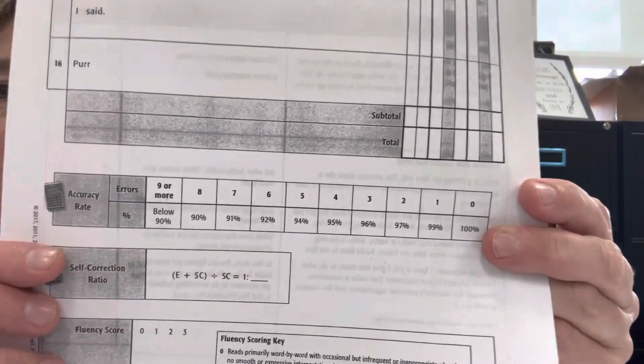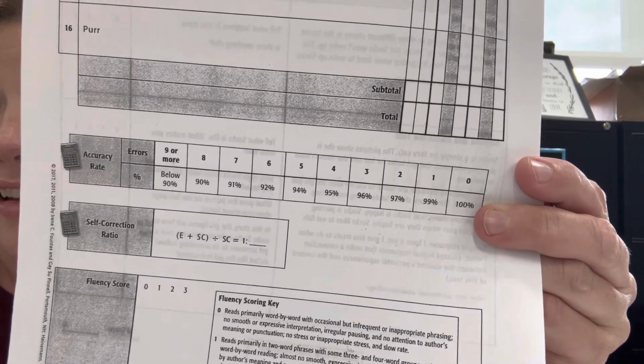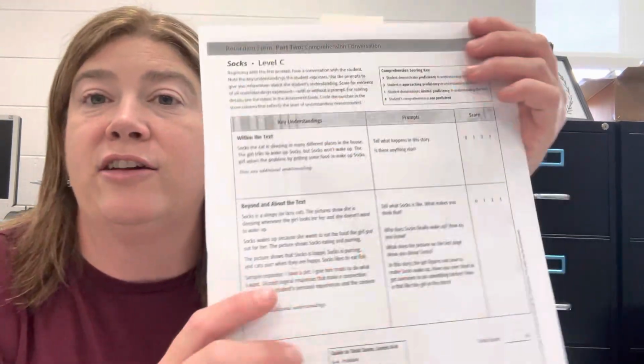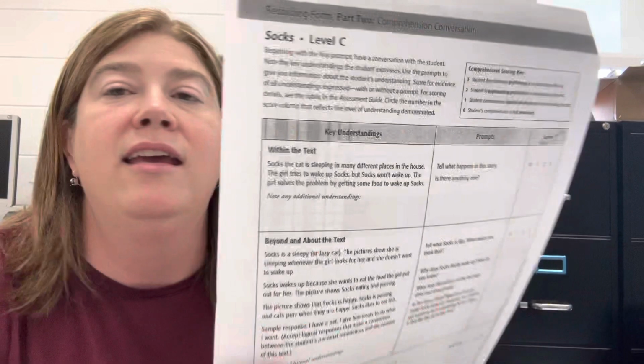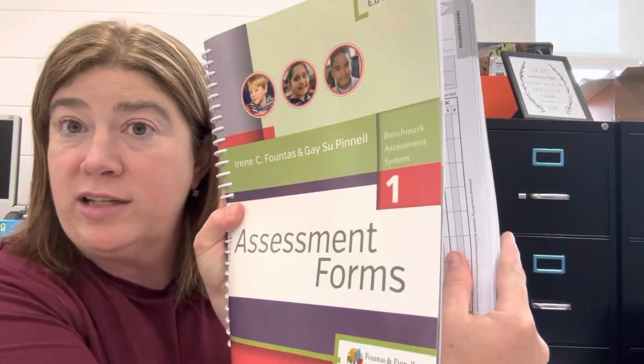I hope that's okay. But this is the neat thing about it. At the end, it tells you exactly what their percentage of correct in the passage is. So this student, say they missed 6, they read it at 92%. You don't have to do any calculations. So that is really nice. There's also some comprehension questions at the end that you can see, are they understanding what they're reading? So all of those running records are in your assessment book in order of levels through here.